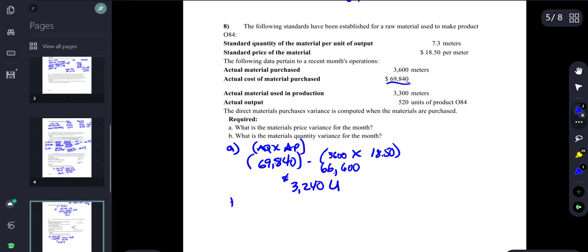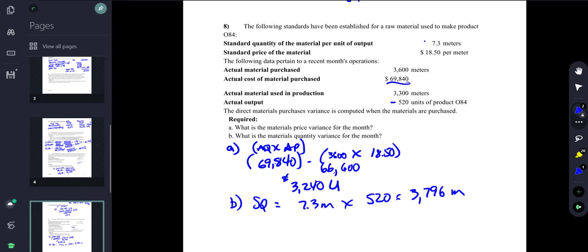So for B, we have to calculate the standard quantity, which is going to be the standard quantity per unit, 7.3 meters, times the output of 520, which is what we have right here. This is what we produced. So we get a standard quantity of 3,796 meters. Okay. And so the materials quantity variance is going to be actual quantity minus standard quantity times standard price.